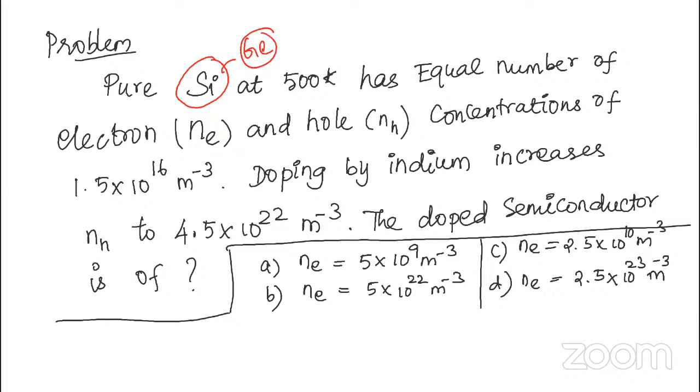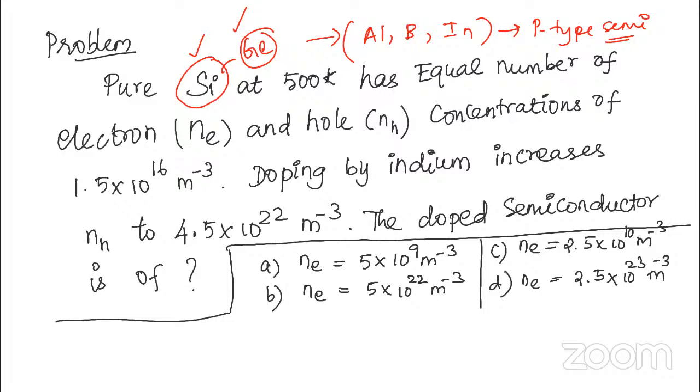In silicon or germanium atoms, we can add trivalent impurities, say for example aluminum, boron, or indium. Whichever we add, it will act like a p type. So here we are doping silicon with indium. Automatically it will act like a p type semiconductor. So keep this in mind.